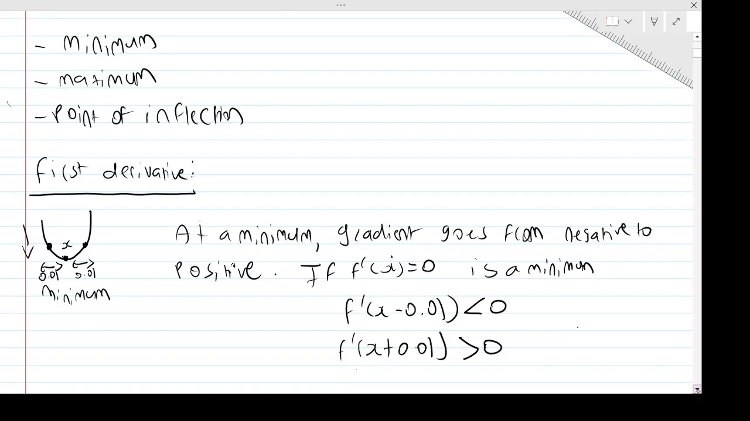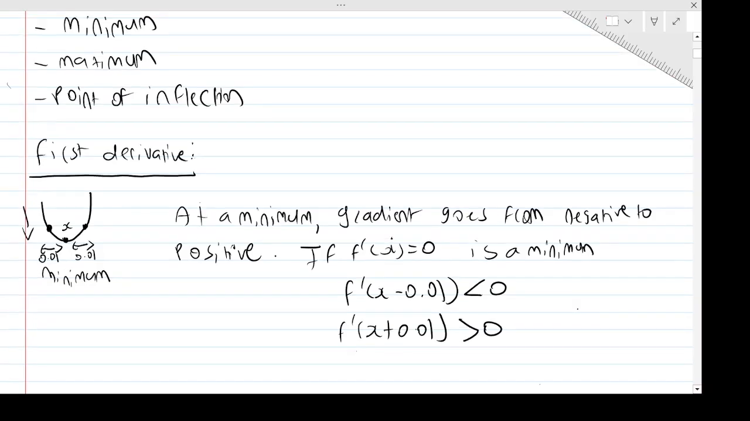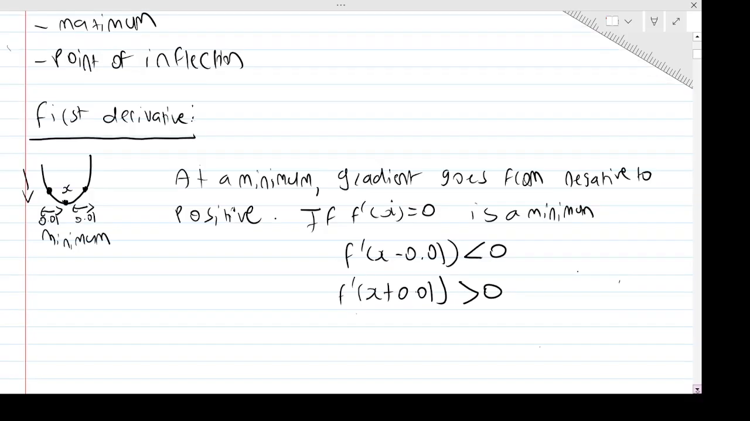So that's the idea. We can look for a minimum by considering the sign of the first derivative around the point x. If we're a bit less than x, then it has to be negative. If it's a bit more than x, then it has to be positive, because at a minimum, overall, we're going from a negative to a positive gradient, okay? So we consider the sign of the first derivative.